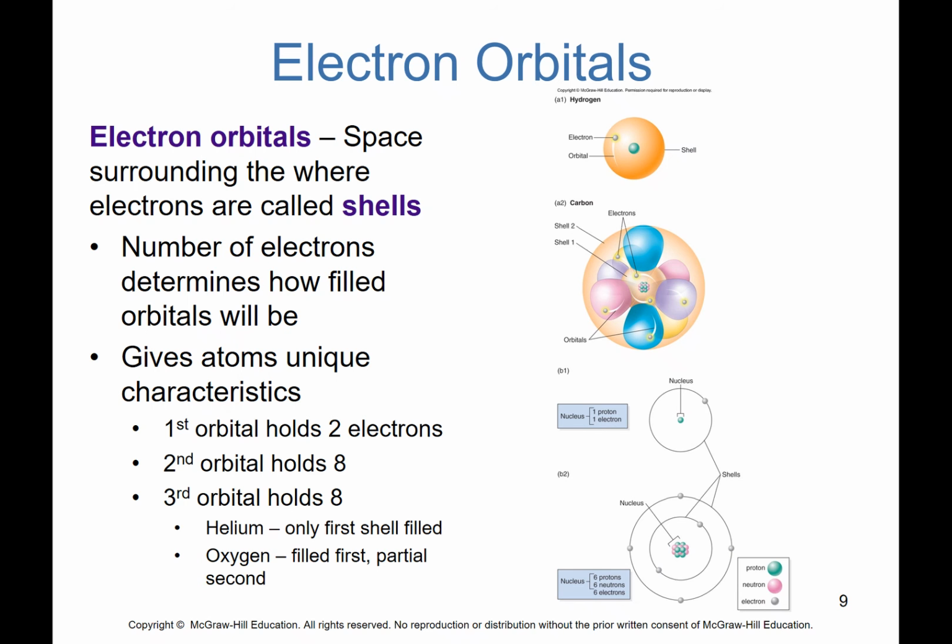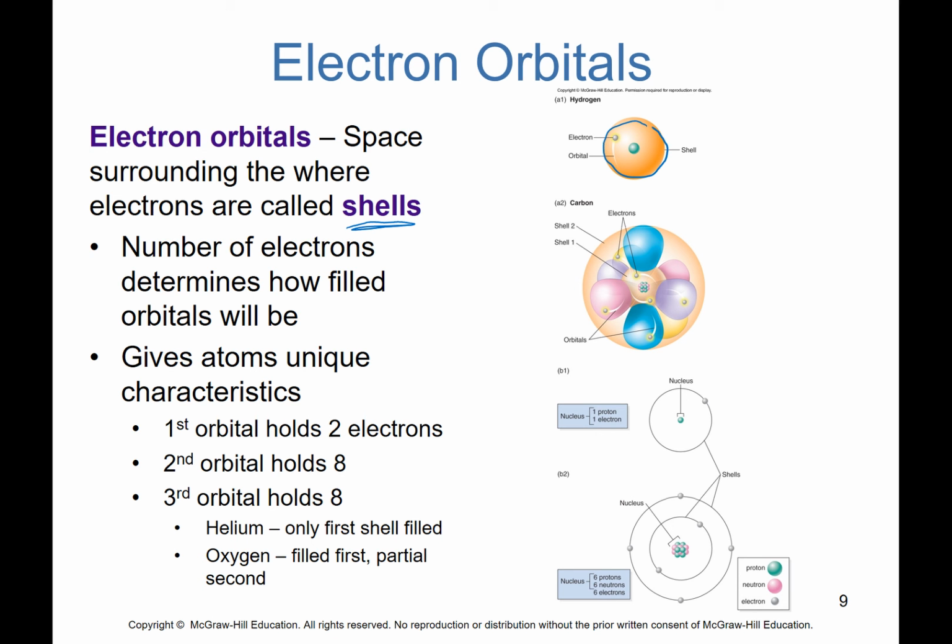So we talked about electrons and how they circle that nucleus in something called an orbital. Electron orbitals are a space where the electrons are located. We call them electron shells. So orbital shells, the same thing. How many electrons an atom has will determine how those orbitals or shells are going to be filled. The way those shells fill gives each atom very unique characteristics.